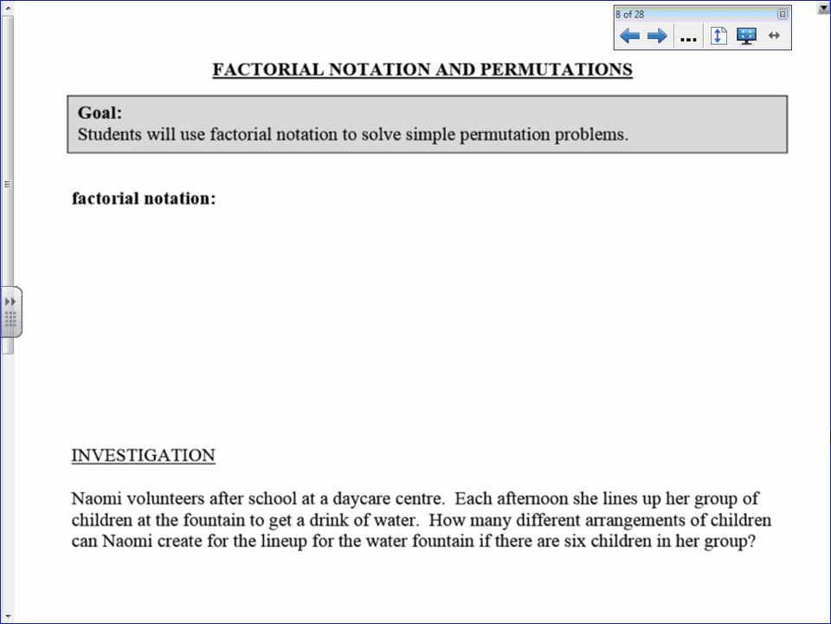Okay, what we're doing now, we're actually going to look at a formula, something in terms of math that we can use to deal with what we're doing. And it's called factorial notation.